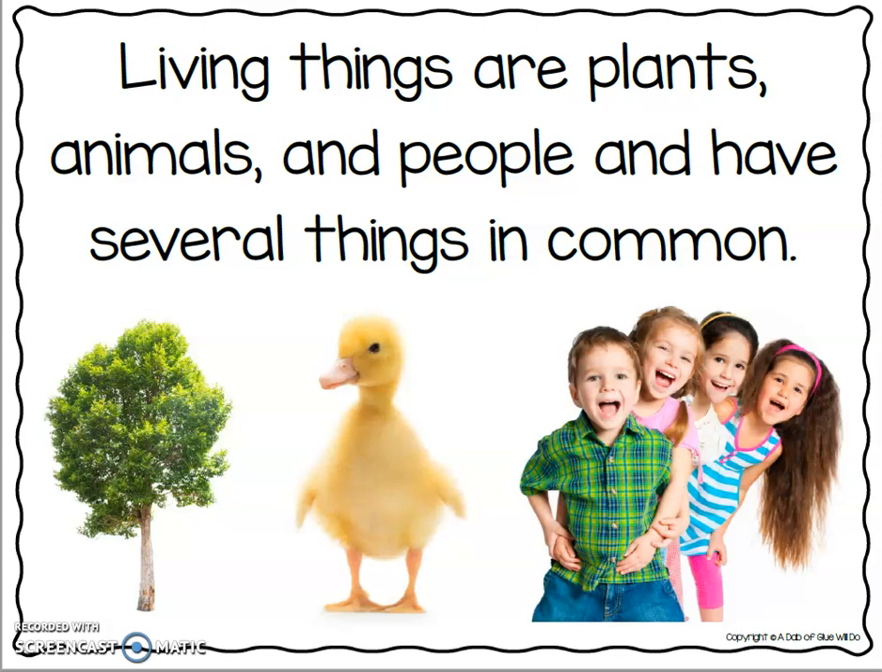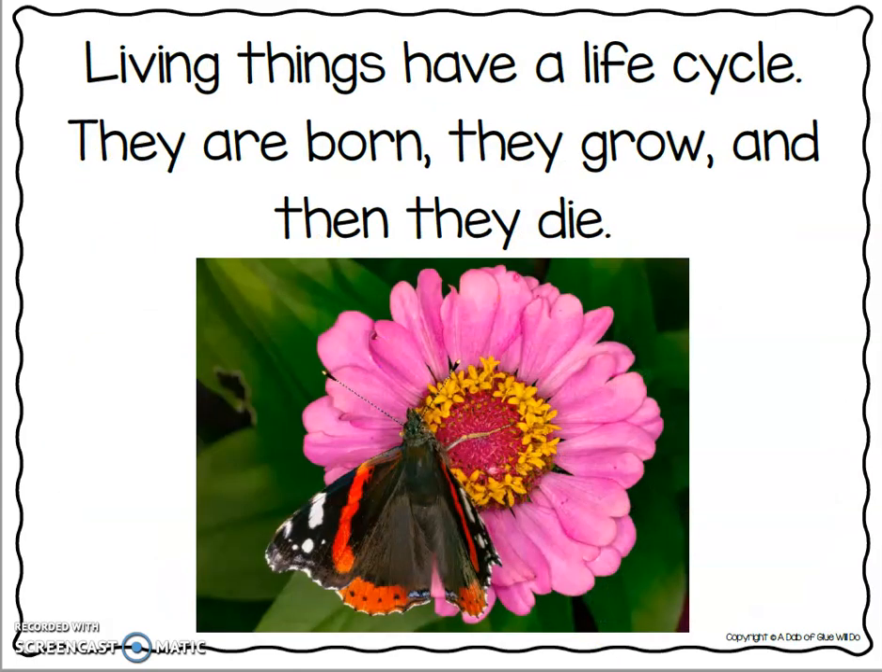Living things are plants, animals, and people, and they have several things in common. So you see a tree, that's an example of a plant. A duck, which is an example of an animal, or I guess here it's really a duckling. And people, which are a great example of living things. Living things have a life cycle. They are born, they grow, and then they die. That is why something like a dead tree or a dinosaur would still be called living, because it used to be alive, but it's something that has now died.